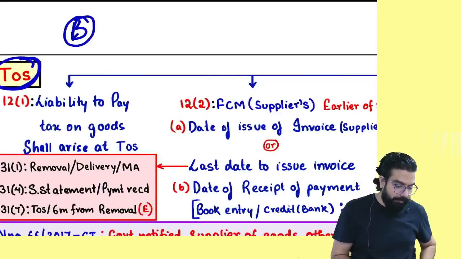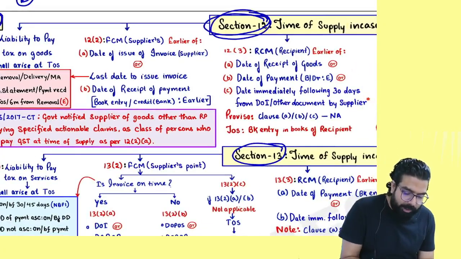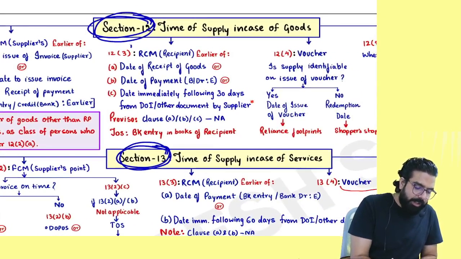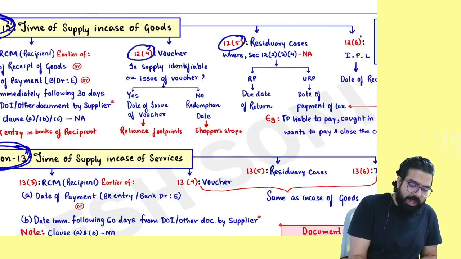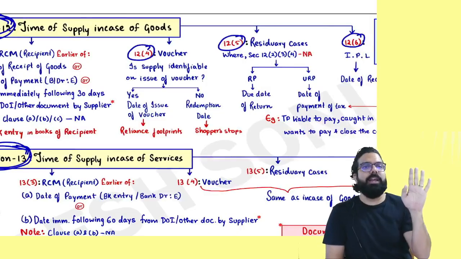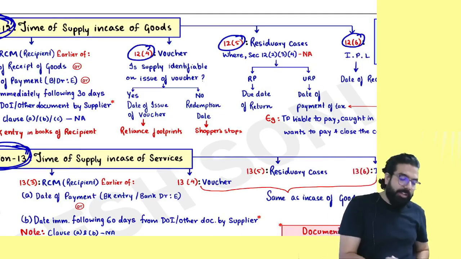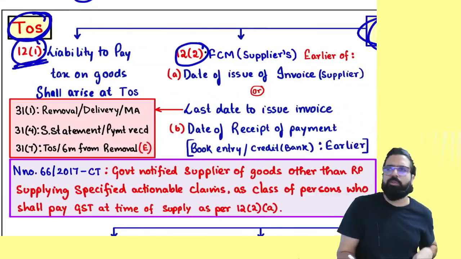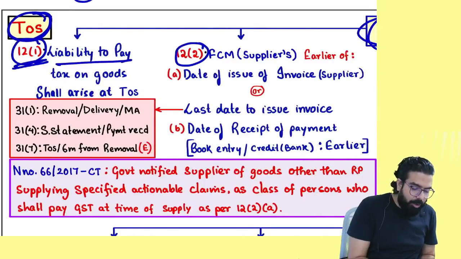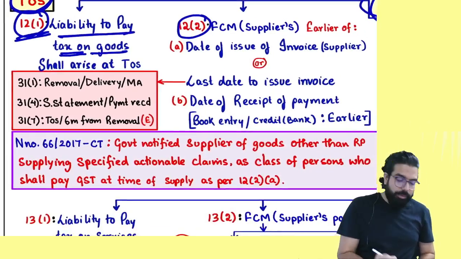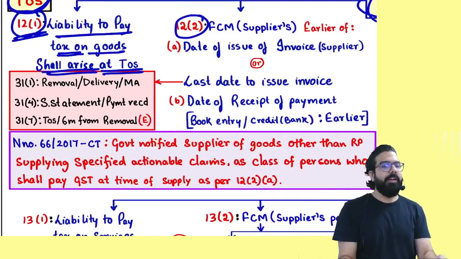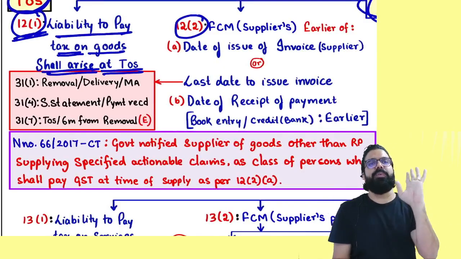Everyone over here now, listen carefully. Section number 12 has 12.1, 12.2, 12.3, 12.4, 12.5, and 12.6. Same, 13 also has 13.1 to 13.6, and then we have section number 14. Section number 12.1 just goes ahead and says, when do you become liable to pay? Your liability to pay the tax on your goods shall arise at the time of supply. It just says that you will become liable to pay at the time of supply.